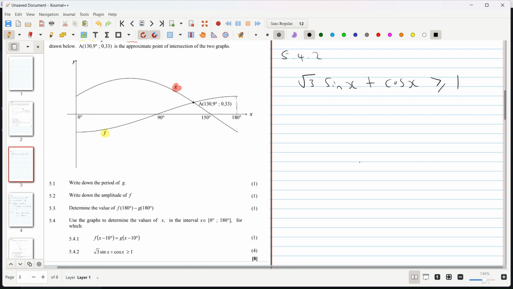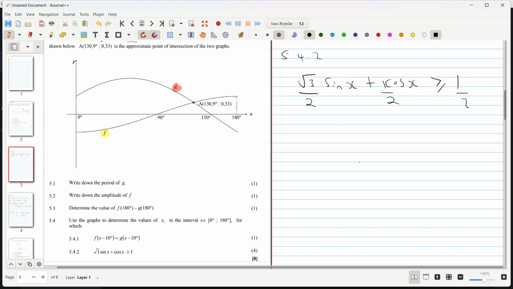So how can we reduce this into one function? We must think about our compound angles, right? When we think about compound angles, how can we write this in terms of the compound angles? What we can do here is divide by 2 everywhere. So here we also divide by 2, and here we divide by 2. We can do this, it won't change anything.